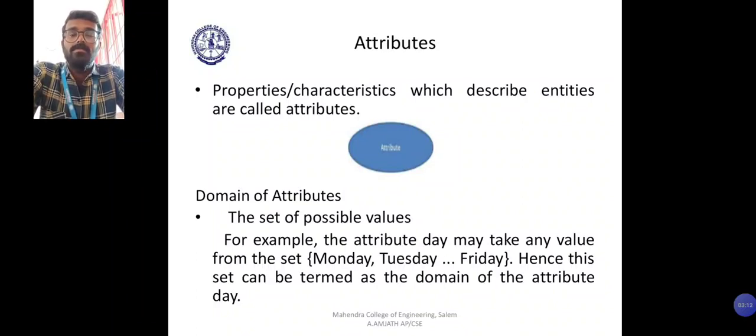For example, let the day be the attribute. Let me show on the screen: the day is the attribute, and we can take values from the set Monday, Tuesday, Wednesday up to Friday. These are the values; day is the attribute and Monday, Tuesday up to Friday are the values. This is called the domain of an attribute. It is assigned some possible values, and hence this set is termed the domain of attributes.